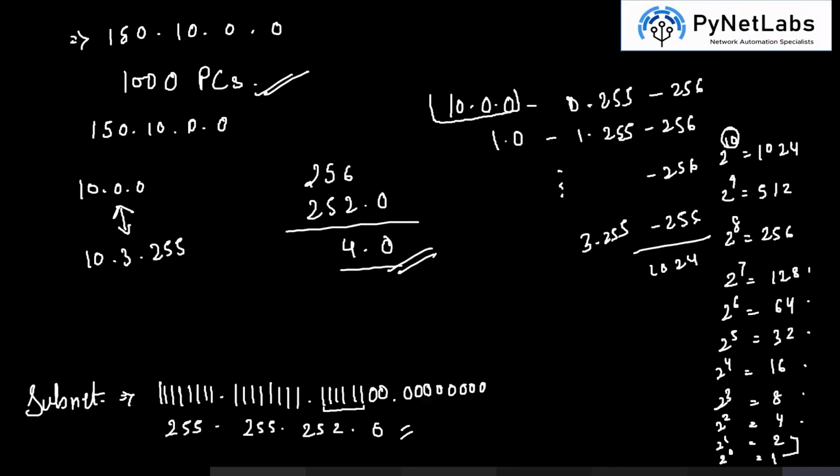Okay, so anyone who was not able to solve this or has any doubt related to this, let me know. Otherwise, we can move further to class A subnet. Perfect. So let's try a few examples of class A also before we end the class.